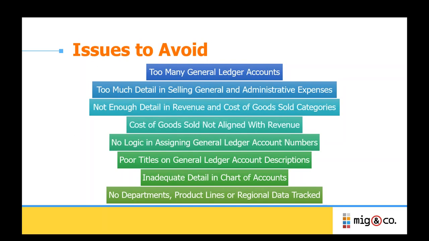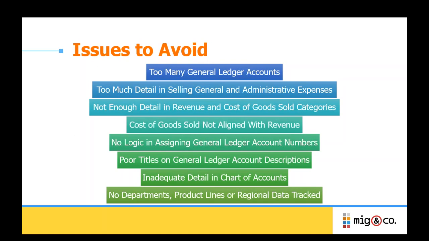Please make sure there's logic in assigning your GL account numbers. It's fine if you want it to be willy-nilly and you just remember it, but when you go into Management Reporter, you need to be able to pull together ranges of account numbers, and if you do not have a good logic, it makes it more difficult. You have to do onesies and twosies and exclude or include information. Please make sure that you have really good descriptions or titles on your GL accounts.